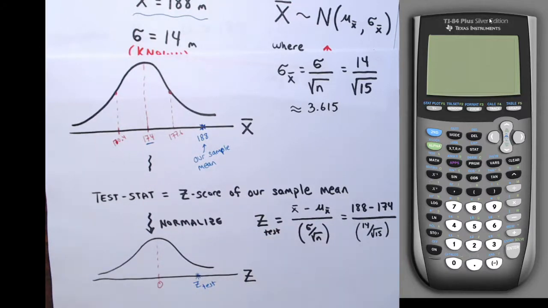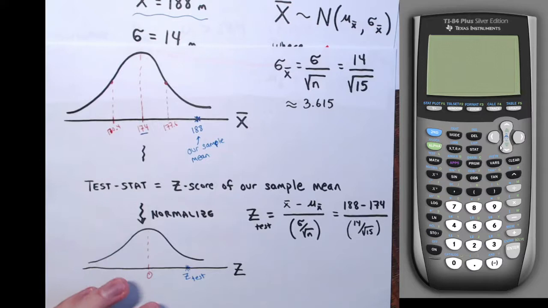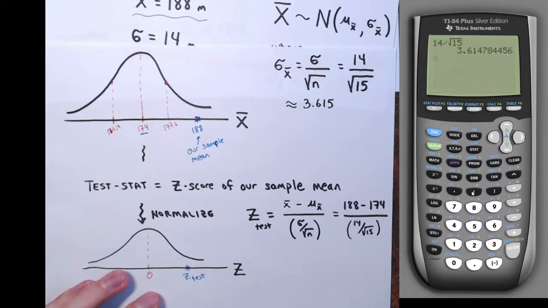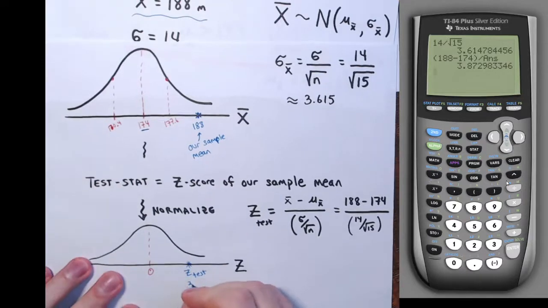All right, so let me punch this in. I've got my calculator up still. So let's take, in parentheses, my sample mean, 188, minus the population mean, 174, divided by, and then I'll just put in the previous answer. Make sure the numerator's in parentheses there. I'm dividing by the previous answer, which is the standard deviation. And here's the z-score. They want us to round to two decimal places, so approximately 3.87.